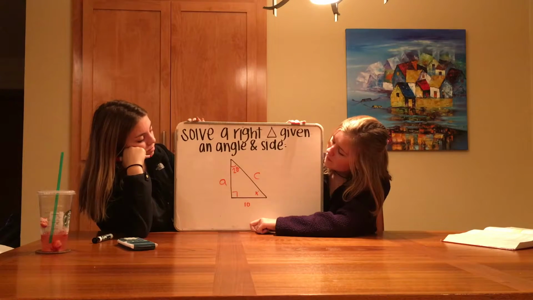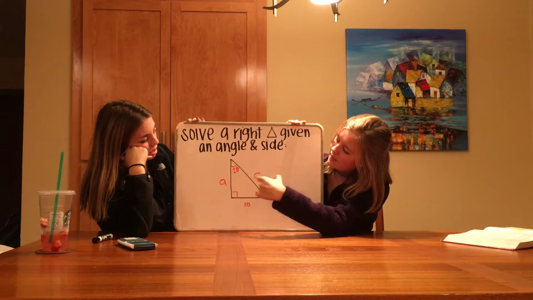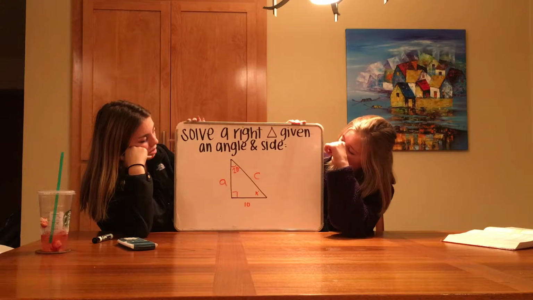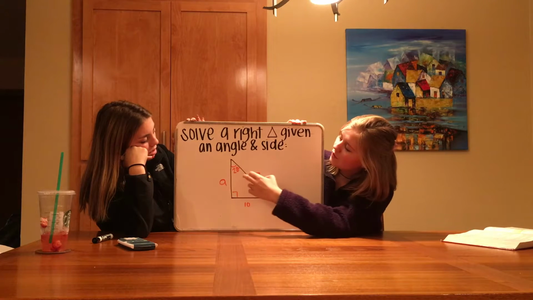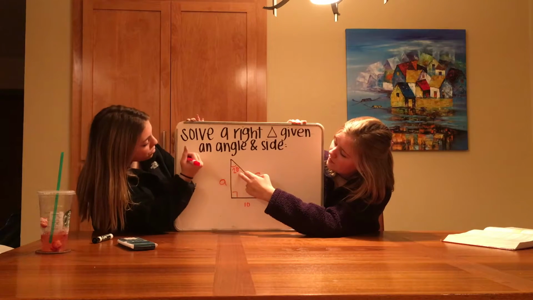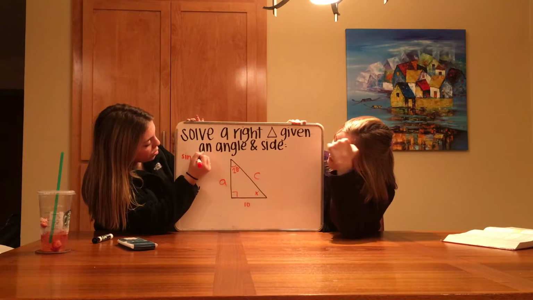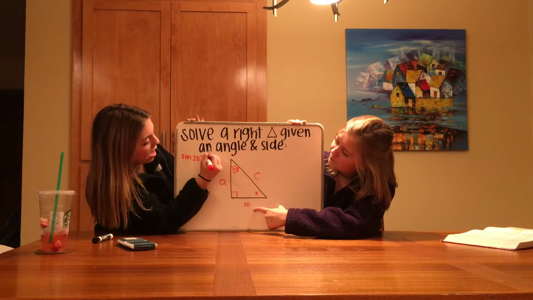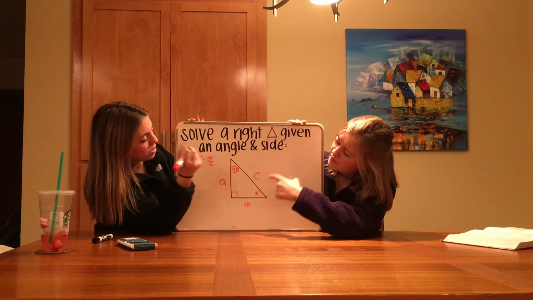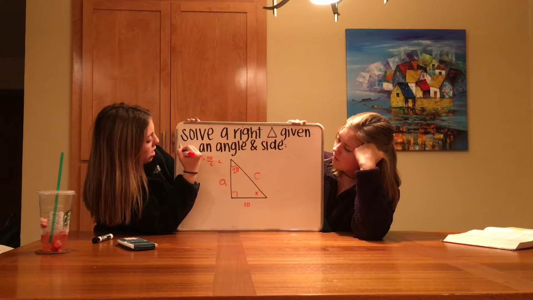So our two unknown sides are going to be A and C, and our unknown angle is going to be X. To find C, we could do sin of 28 equals 10 over C. So sin of 28 degrees equals opposite 10 over hypotenuse C. To find this, you multiply both sides by C.